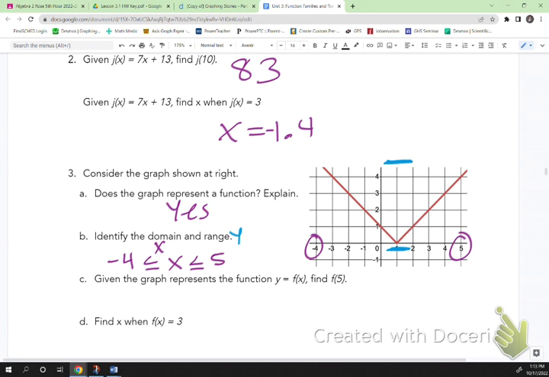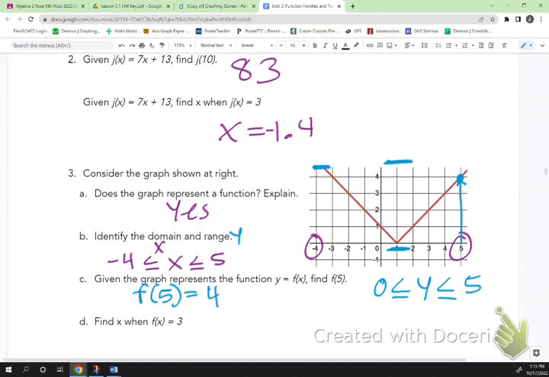So my smallest y value is... What's the lowest y value? 0. What's the highest y value? 5. It kind of goes off the graph over here, but it looks like 5. It kind of goes off the graph a little bit. It's not 6. How do you know that?